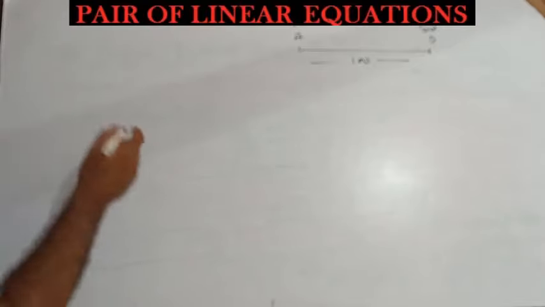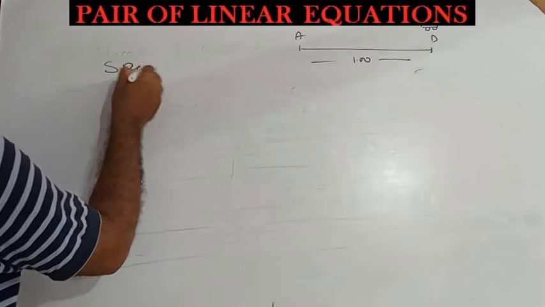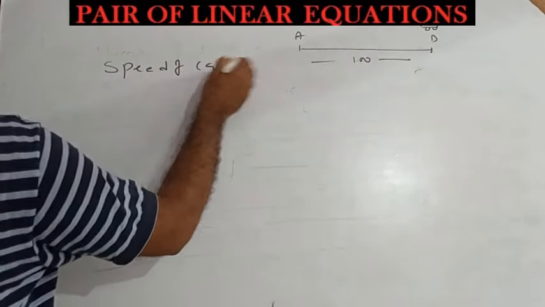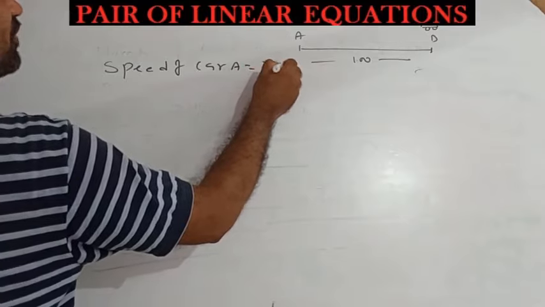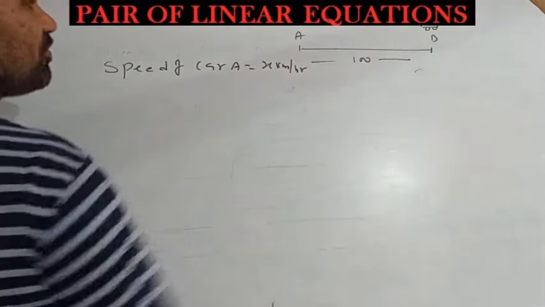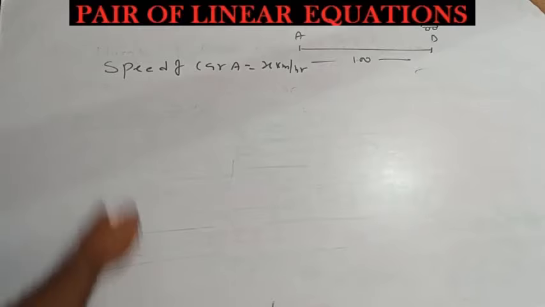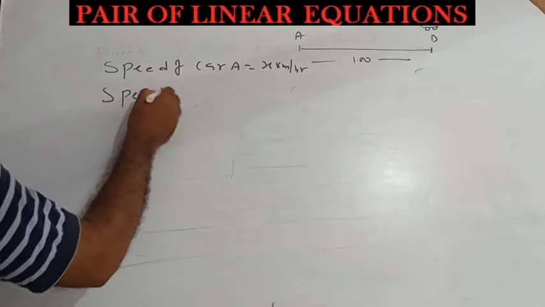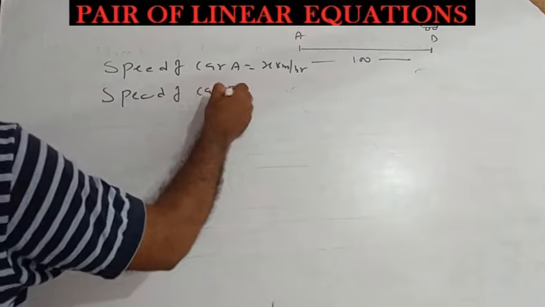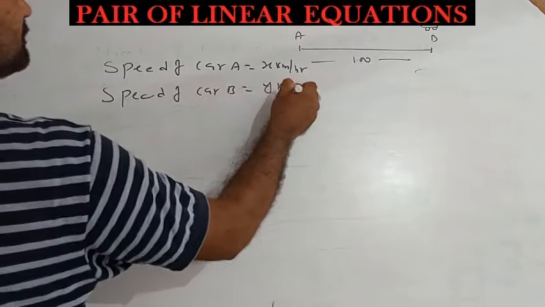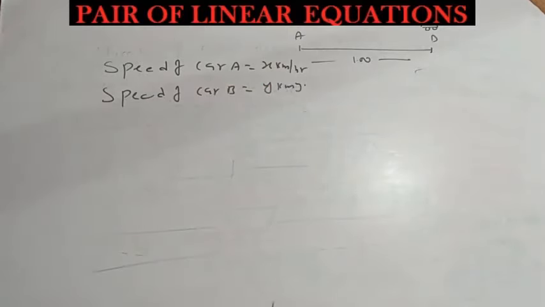We need to assume that the speed of car A equals x kilometers per hour. Because distance is in kilometers, that's why I want to take speed also in kilometers per hour. Speed of car B is taken as y kilometers per hour. If they are traveling in the opposite direction, time taken by them is the distance between them divided by the relative speed. So that is given here.